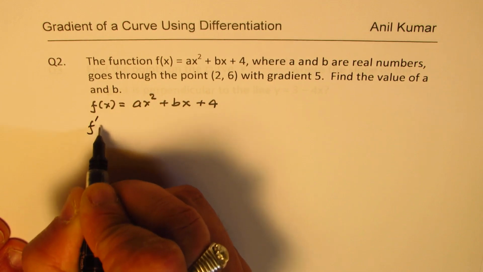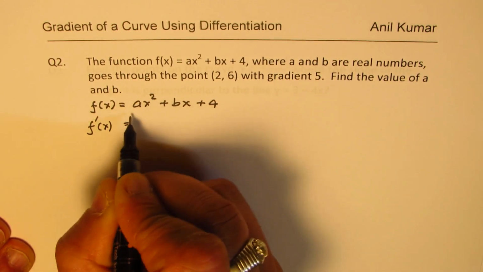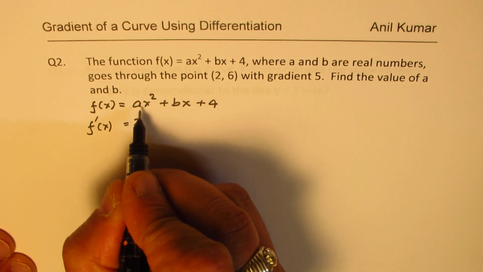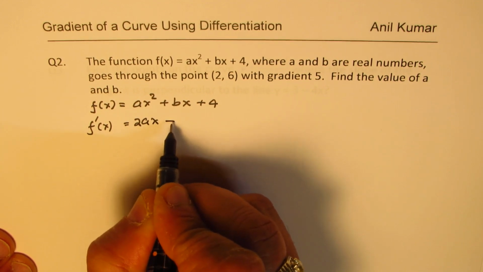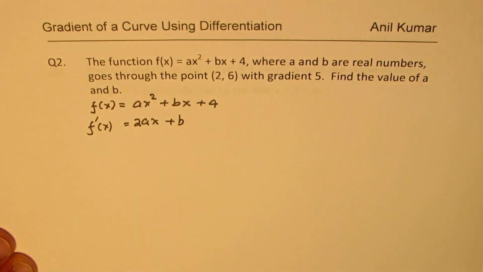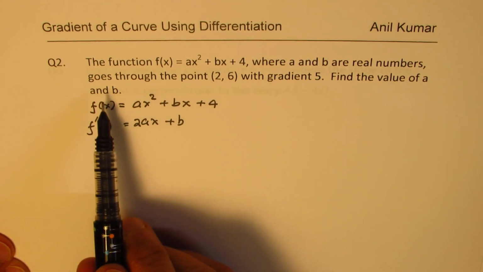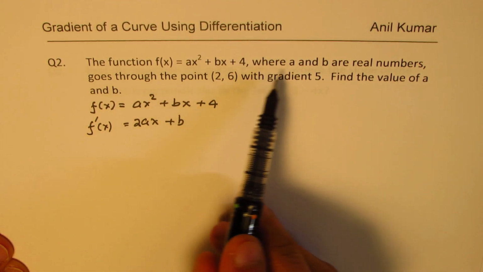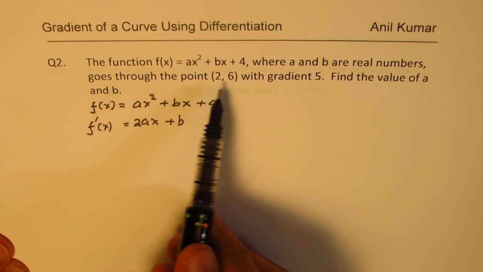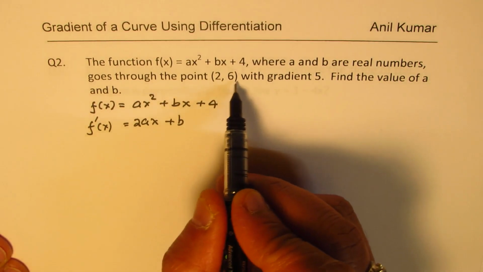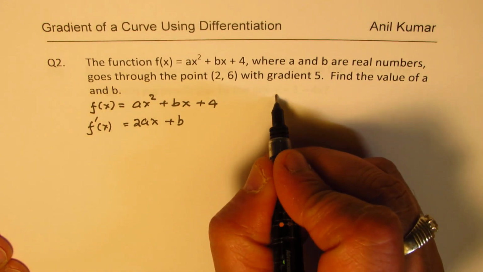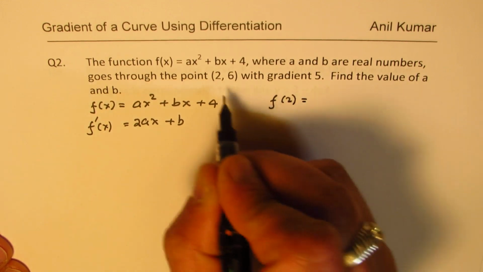So the gradient is the derivative, correct? Applying the power rule, we get 2 times the constant, ax plus b, right? Now, when it says that the function, where a and b are real numbers, goes through this point, that means the point 2, 6 is on the curve. That means f of 2 should be 6, right?